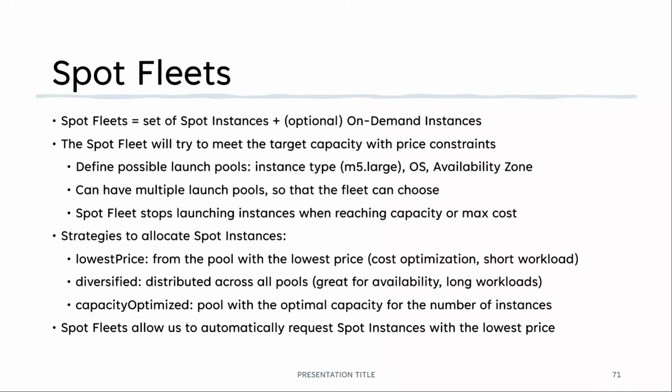Now, strategies to allocate spot instances. One is the lowest price strategy: from the pool with the lowest price, it will pick up the instances, so mostly spot instances will be preferred. Diversified means distributed across all pools, which is great for availability and long workloads. Then there is capacity optimized, the pool with the optimal capacity for the number of instances. So there are three techniques for creating your spot fleets. Spot fleets allow you to automatically request spot instances with the lowest price. To remember in one line, a spot fleet is a mixture of spot instances plus on-demand instances.